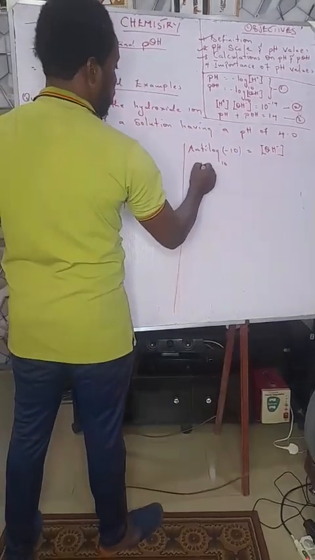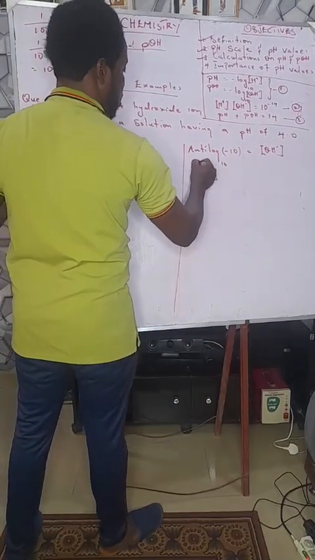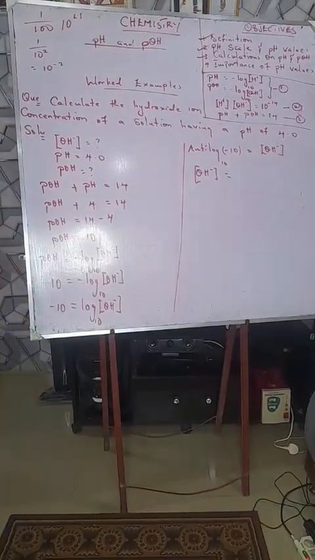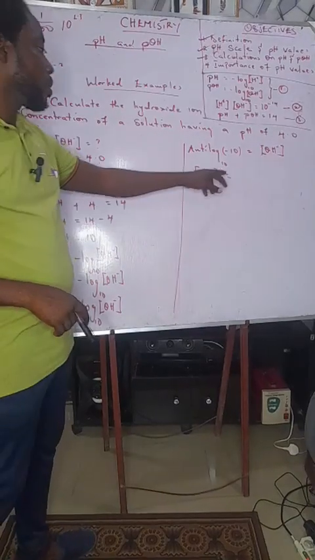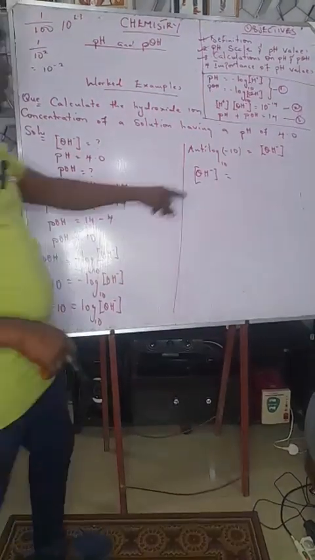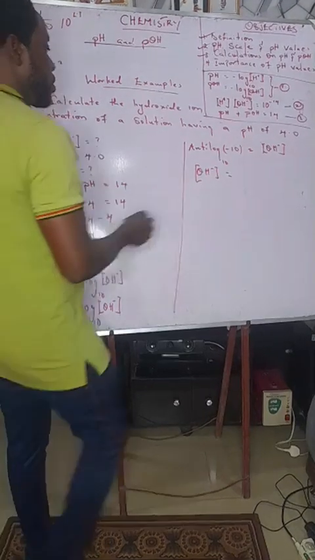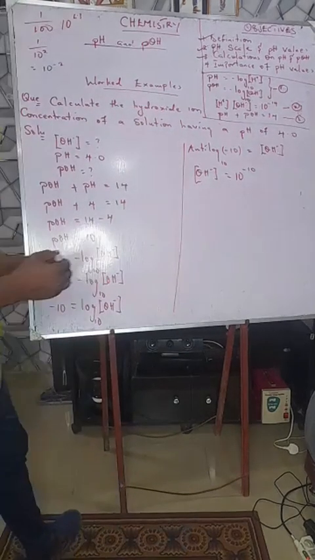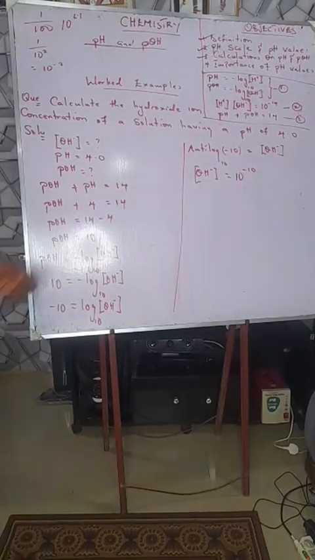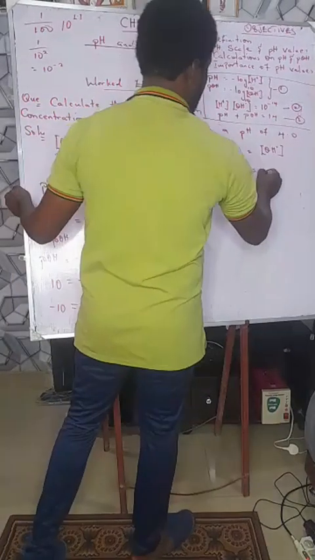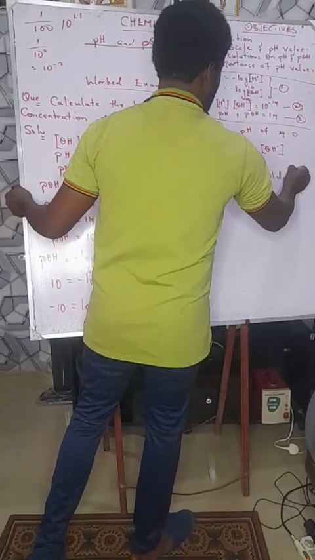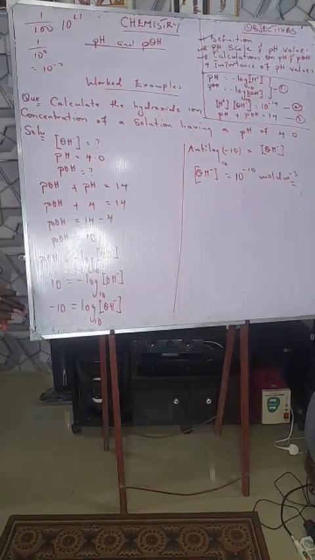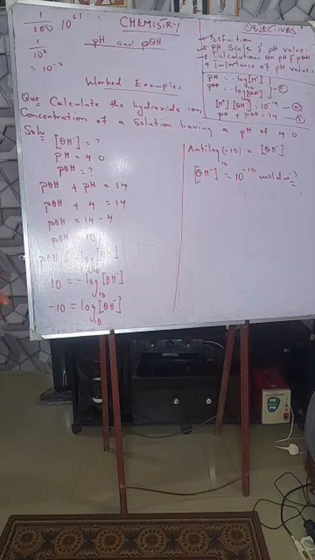So if you press your antilog of minus 10, it will give you 10 raised to the power of minus 10. You can confirm that with your calculator. You're going to have 10 raised to the power minus 10 mole per dm³.